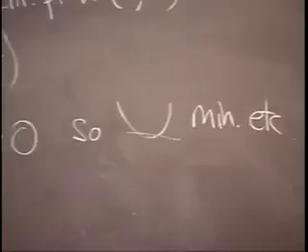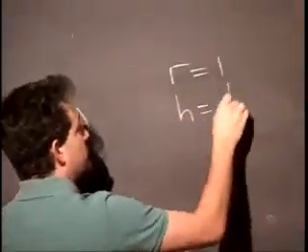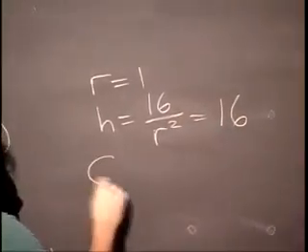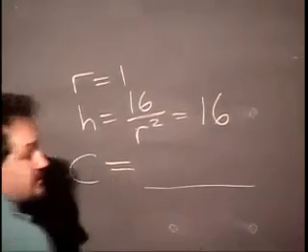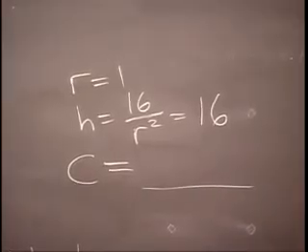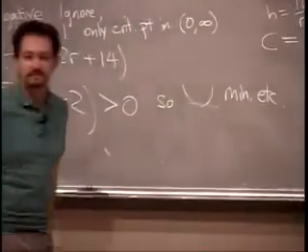The concluding sentence has got to involve the fact that r equals 1, h will be equal to 16 over r squared, once again, which is 16, and the cost is equal to whatever it is. You can find it in the book, but instead I'm going to leave the rest as an exercise for you. All right? Any questions about that part or that example?